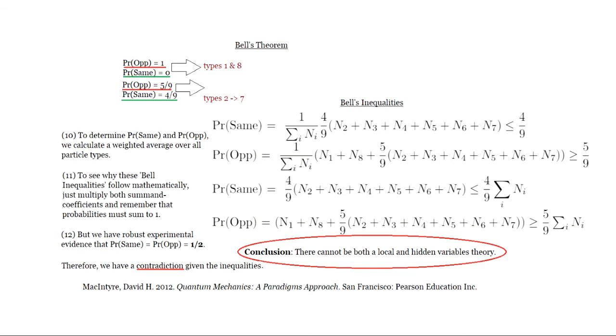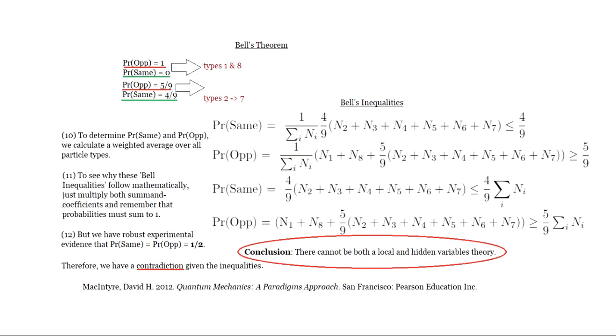And that violates both the probability of same and the probability of opposite Bell inequalities that are listed in lines 1 and 2. After all, if the probability of same is equal to 1/2, that would equal 4.5 out of 9, which is clearly not less than or equal to 4 over 9. Similarly, if the probability of opposite actually equals 50%, that is 4.5 out of 9, that's clearly not greater than or equal to 5 over 9, which is what the Bell inequality suggests.